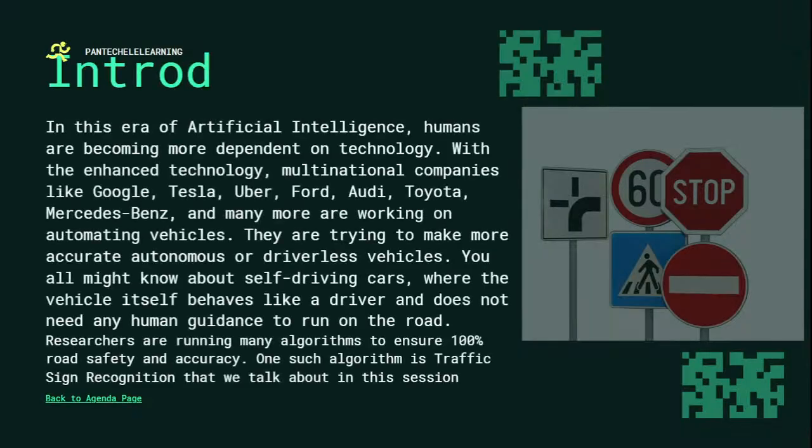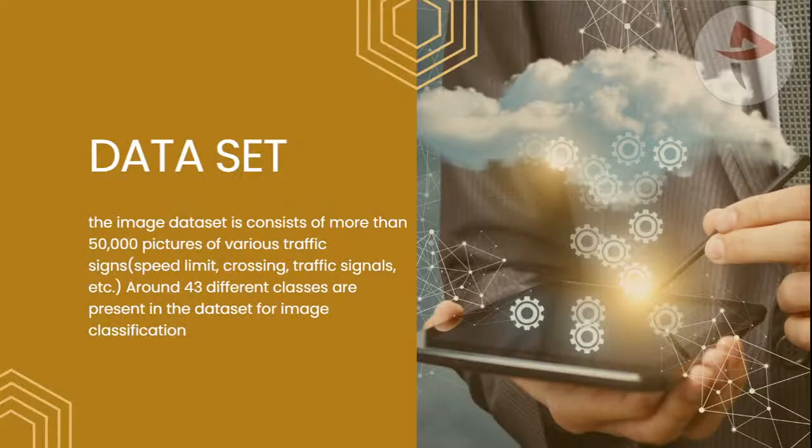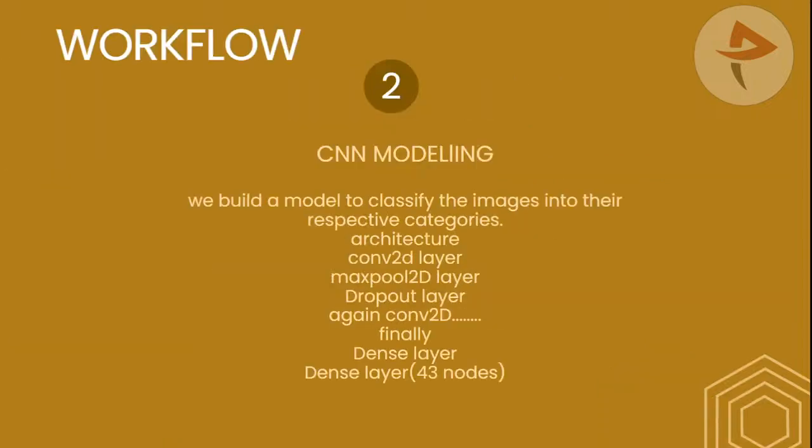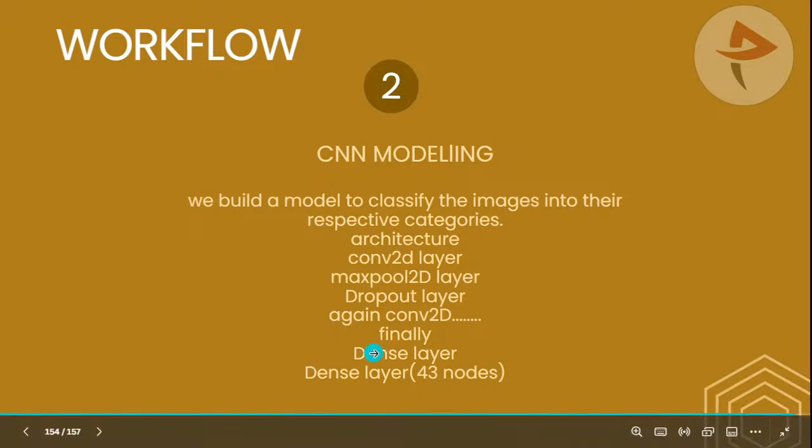So we know that we need to train with images. We have an image data set. So CNN modeling, we know that CNN is required, right? We build a model to classify the images into respective categories. The architecture here is Conv2D, which is the convolution layer, then MaxPool2D, which is the max pooling layer, and then something known as dropout. I'll tell you what it is later. Then again a convolution layer, once again a max pooling layer, and then a flattening layer, and then a dense layer with different properties will be applied there.